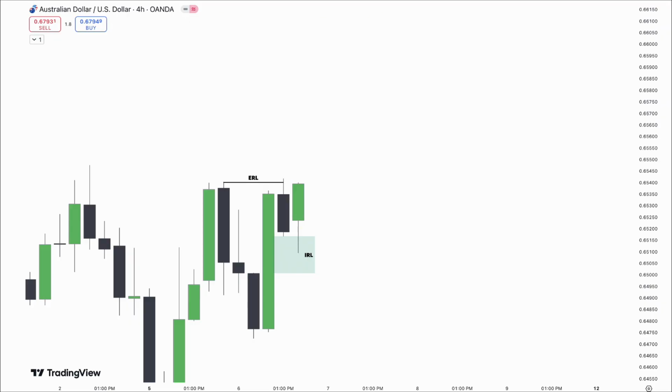In our first example, we're looking at the 4-hour chart of AUD USD. You can see that the price recently took out the ERL and then rebalanced the imbalance, which is our IRL. Let's see what happens next. The price continues to move upward, and right here, it takes out the ERL again, closing inside the previous candle, forming what could be our CRT, which is likely to drive the price lower toward our IRL, that FVG. Now let's mark the high and low of the CRT range.